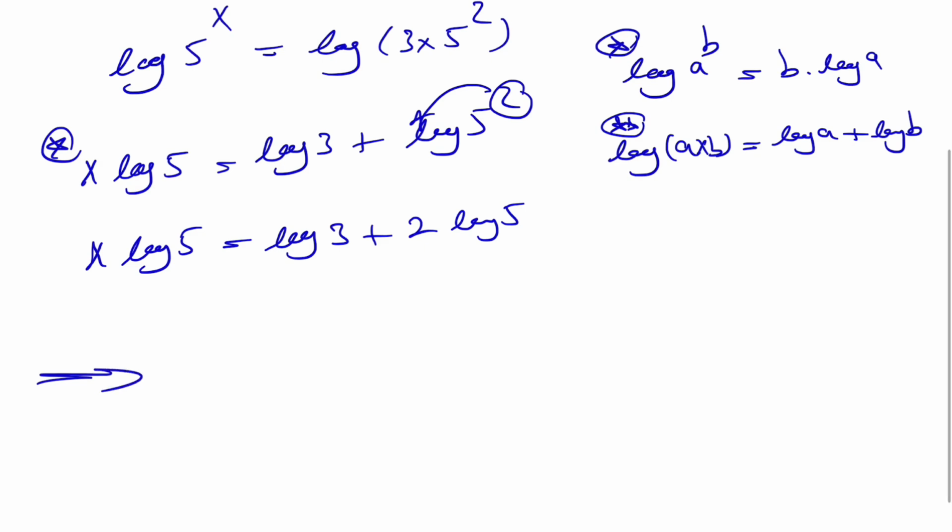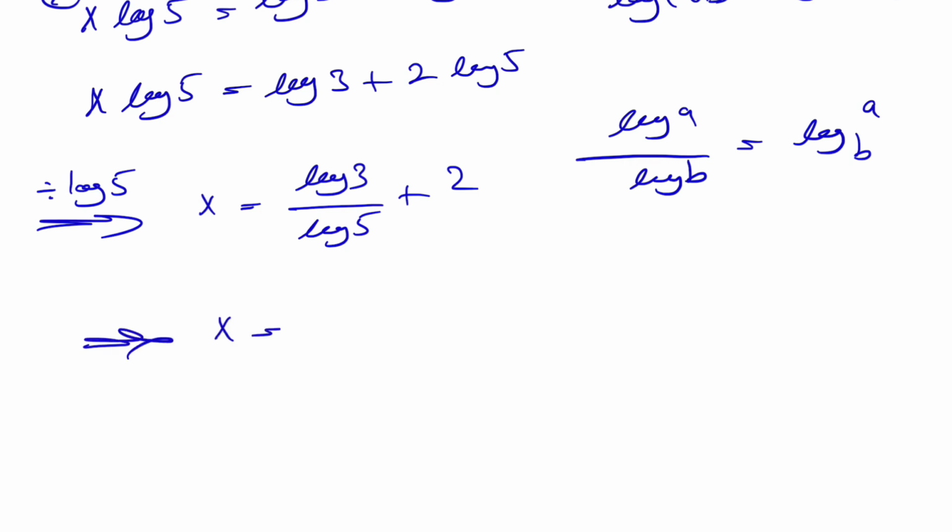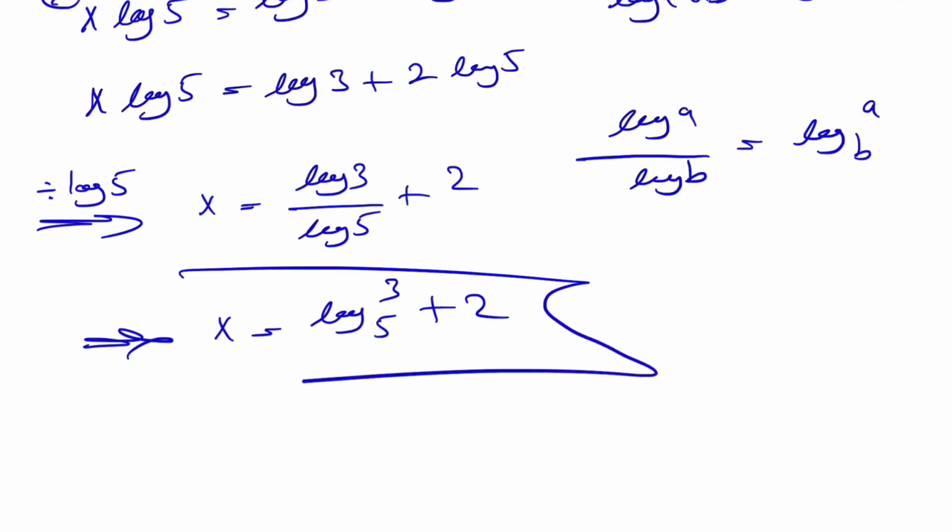And now we can divide everything by log of 5, so we will have x is equal to log of 3 over log of 5 plus 2. And we have another law of logarithm. When we have log of a divided by log of b, this will be equal to log base b of a. So here our x will be log base 5 of 3 plus 2, and there we go. That's going to be the final answer for this question.